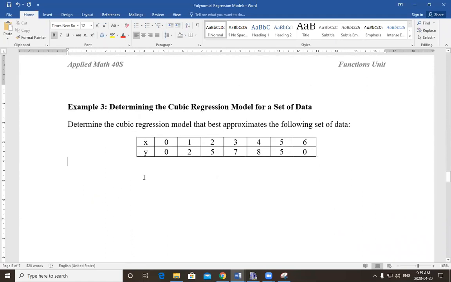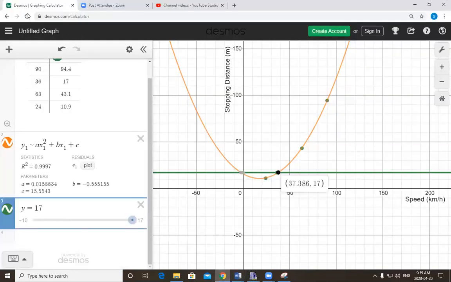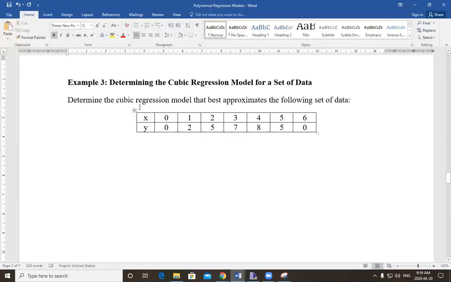Okay, so moving on then to cubic regression. The process is no different, except we're just going to be using a different regression model. We will be using the cubic model instead. So we'll go to Desmos, reset everything, insert a table, and look at the data. We're going to determine the cubic regression model, and we will get this data in.